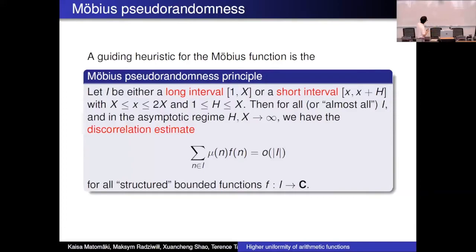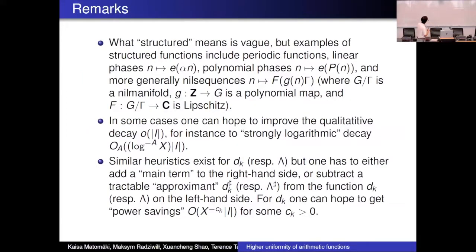But we find actually the most convenient way to deal with that main term is for each of these other functions, dk and lambda, you can construct an approximant. It's kind of a type 1 sum type approximant, which we call dk sharp or lambda sharp, which is just sort of the major arc version of dk and lambda, if you wish. What you can do is you just subtract this approximant, dk sharp from dk or lambda sharp from lambda, and then there's a similar principle.